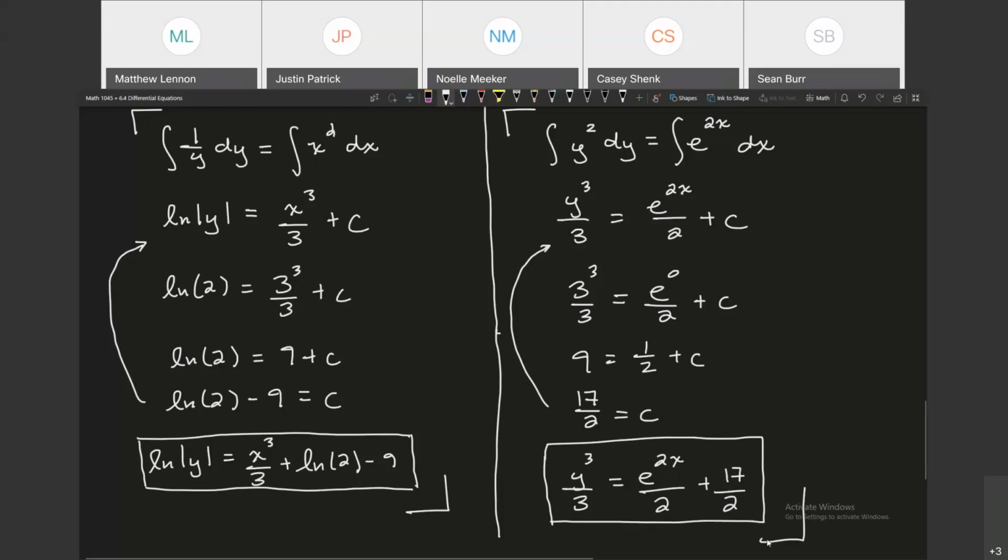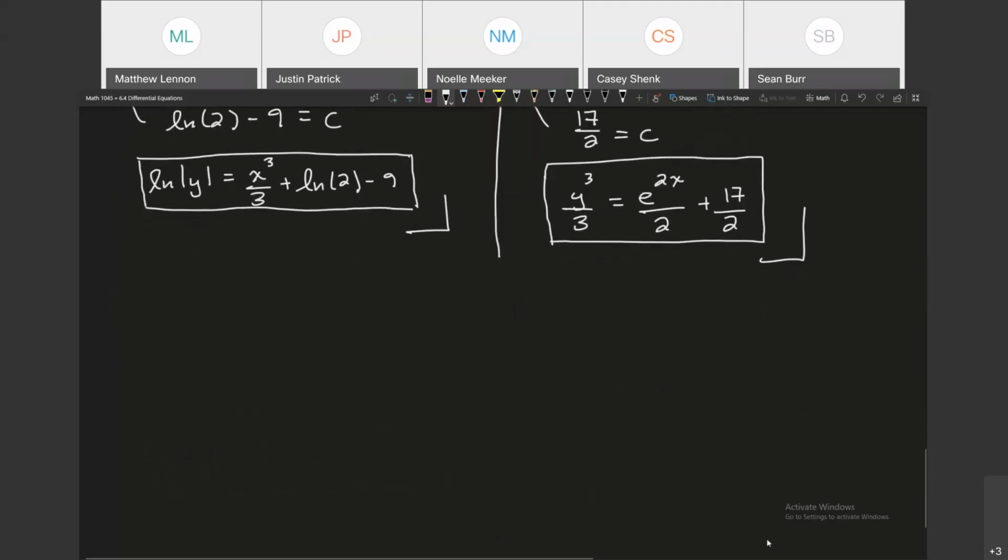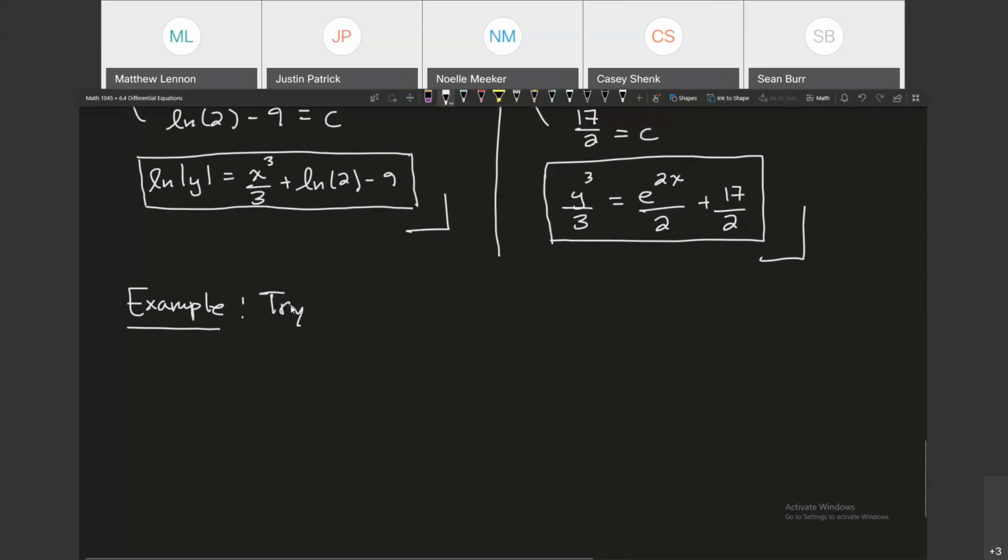Okay, so let me give you guys one to try. See if you're able to do it. A little bit trickier. So example, we'll say try at home. So this one we have x squared plus 1 times dy over dx, and this is equal to xy. So go ahead and give that a try. I will say that this one does involve a u substitution, but it's not a difficult u substitution. So let me give you a few minutes to try that.